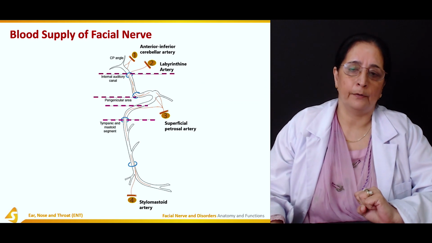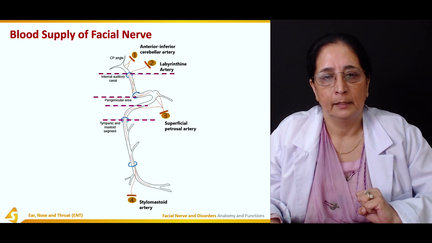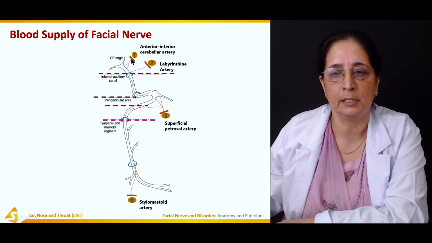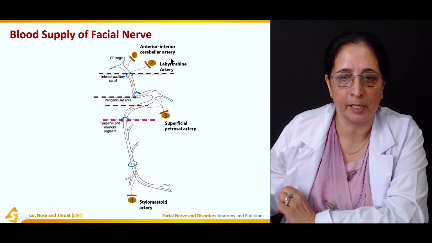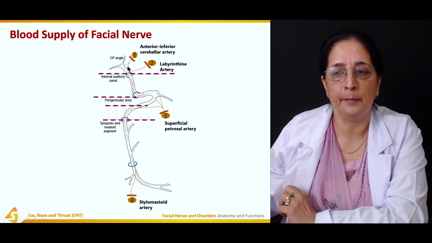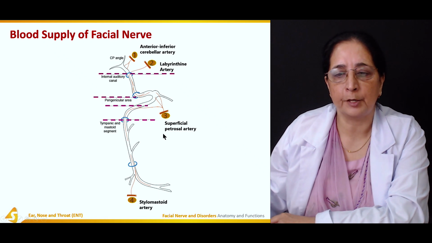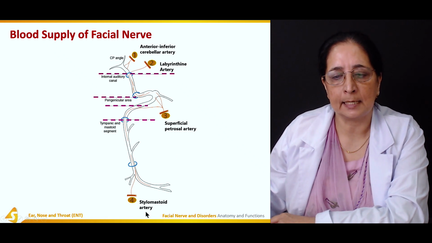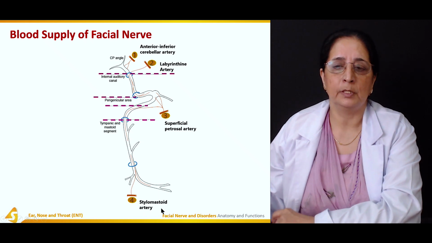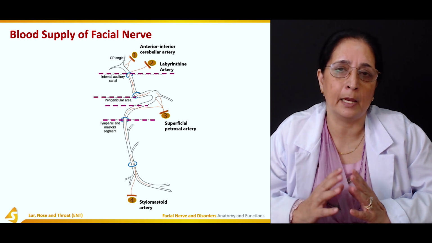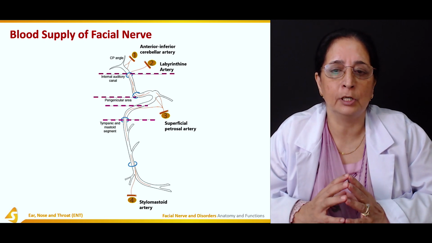Next, blood supply of the facial nerve. For the blood supply of the facial nerve, we have first the anterior inferior cerebellar artery, then the labyrinthine artery supplies the facial nerve. Then we have the superficial petrosal artery, and then the stylomastoid artery. So these are the 4 main arteries of the blood supply of the facial nerve.